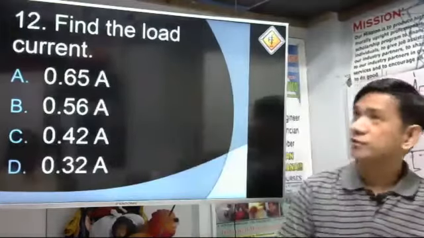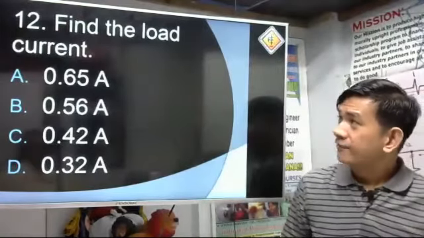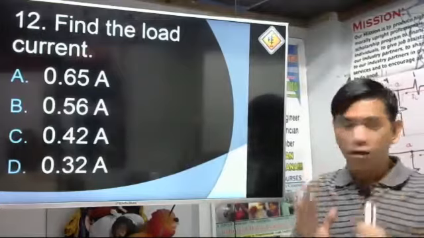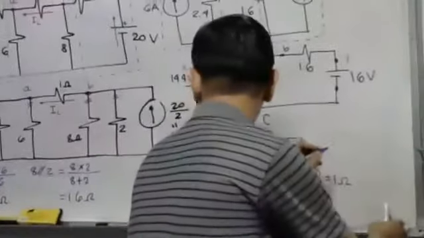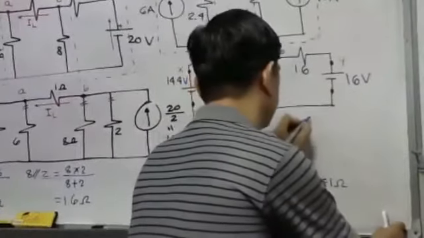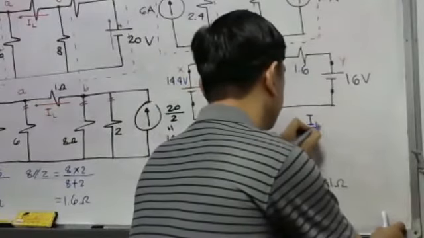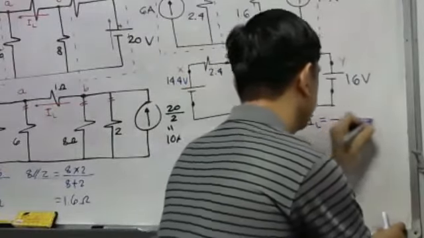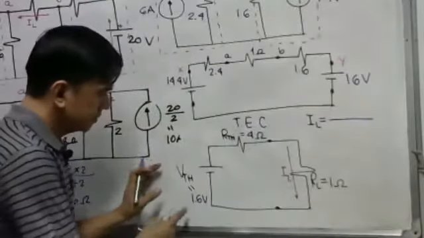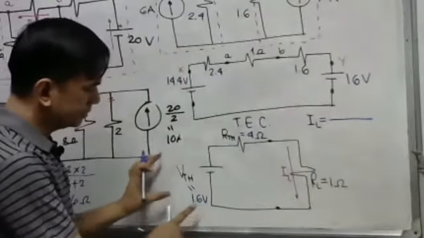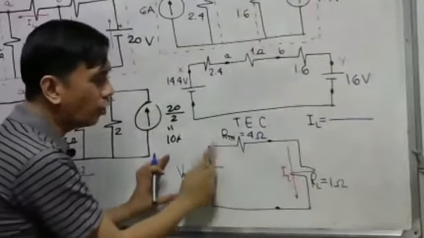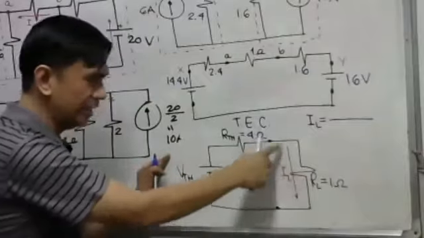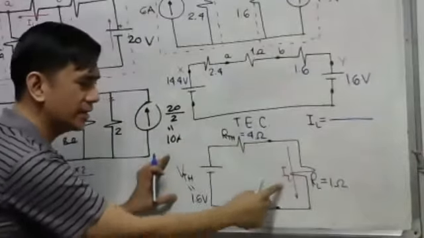And the last question for this problem: find the load current. What is the load current? Take a look here, guys. This is a simple Ohm's law. We have 1.6 volts, total voltage over total resistance. These two resistances are only connected in series, so we only have one current here. This is our load current.